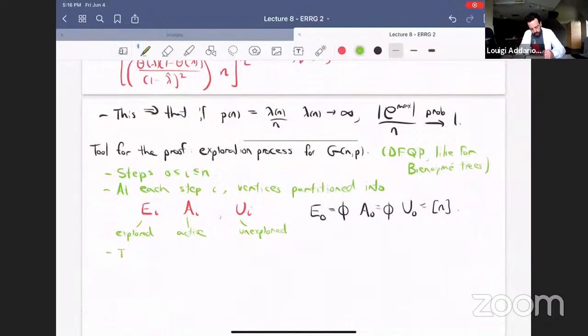So the priority of a vertex is the time at which it leaves the unexplored set.